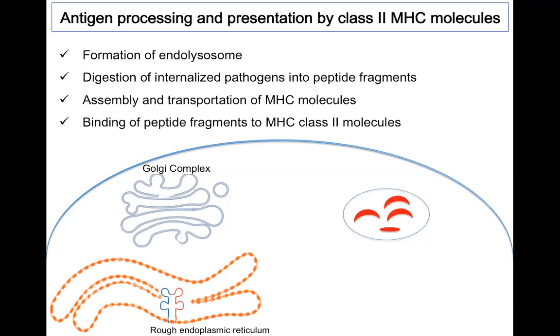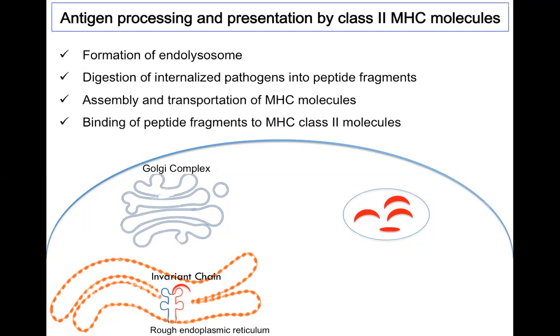MHC class 2 molecules are assembled in the rough endoplasmic reticulum, and here a third polypeptide, known as the invariant chain, associates with the class 2 MHC molecule. We have the invariant chain, as you can see here, which combines with the class 2 MHC molecule. But the question is, why does the invariant chain combine with the class 2 MHC molecule? The answer is, in order to block the peptide binding cleft so that cell peptides do not get bound to it.